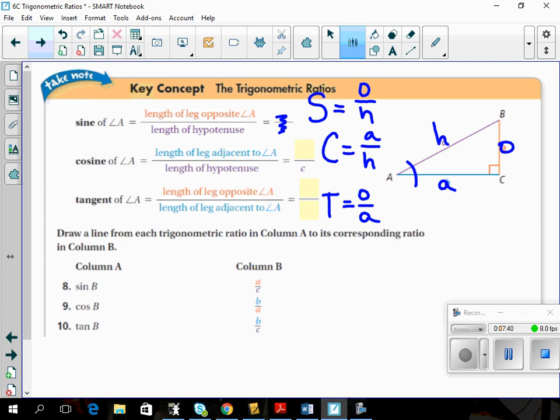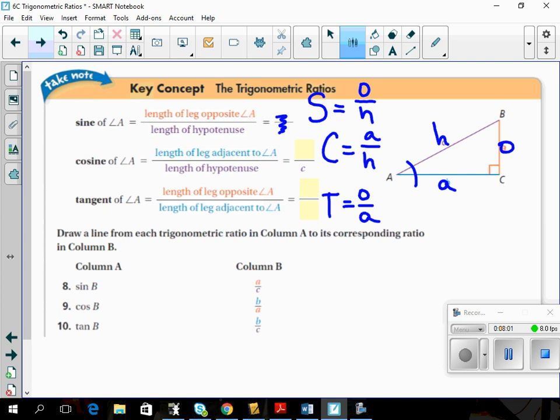So, S-O-H, sine is opposite over the hypotenuse. Cosine is adjacent over the hypotenuse. And TOA, tangent, is opposite over the adjacent. Just like a way to remember it, okay? SOHCAHTOA. Remember that it's all in relation to angle A, okay?